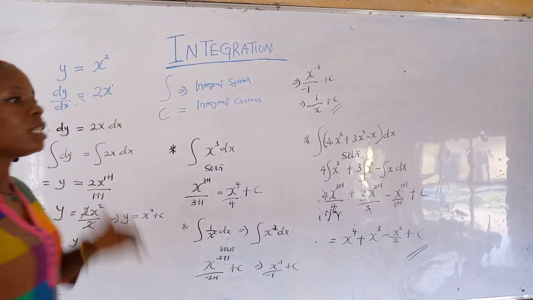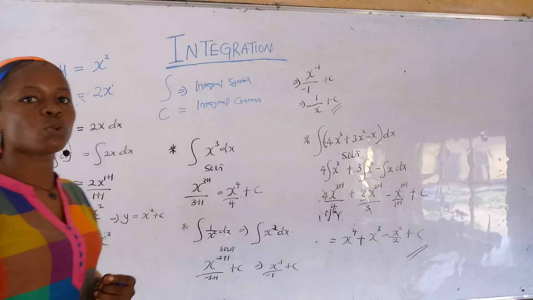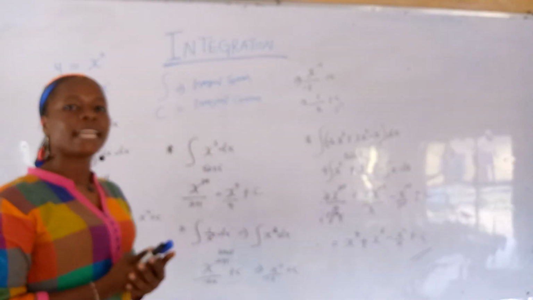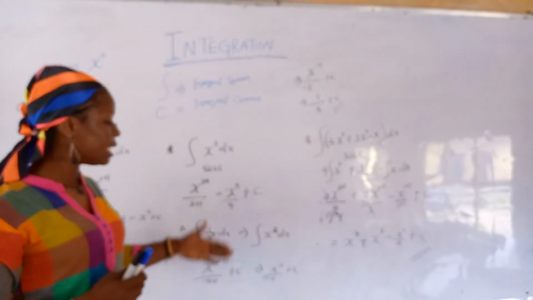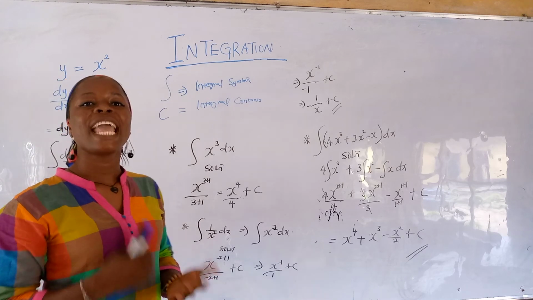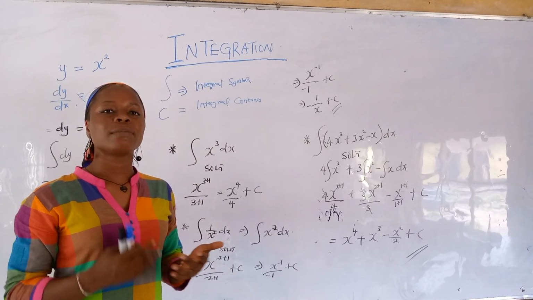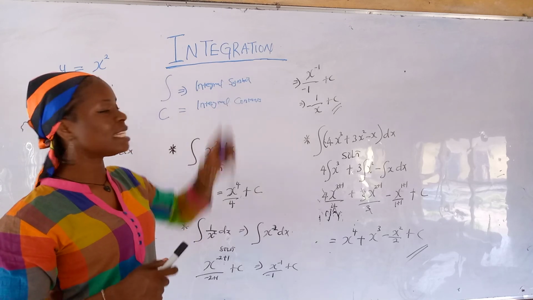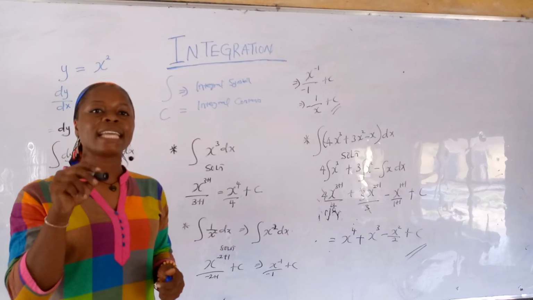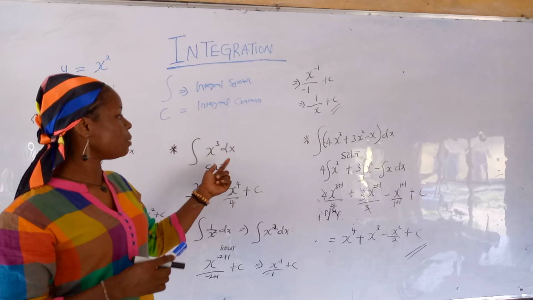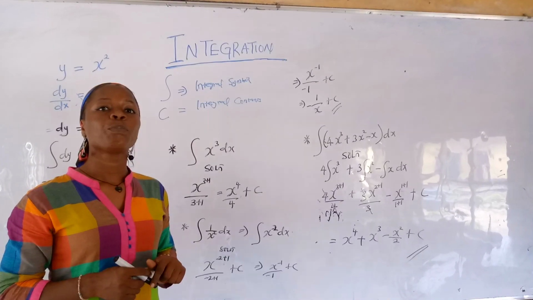So under integration, the concept behind integration is what? Add 1 to the power and divide by the power. So we have A and D. Remember, the concept in differentiation was times and take. But the concept behind integration is add and divide. So you add 1 to the power and you divide it by the power.